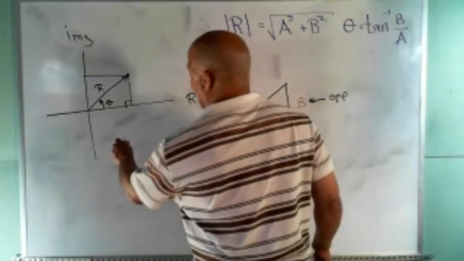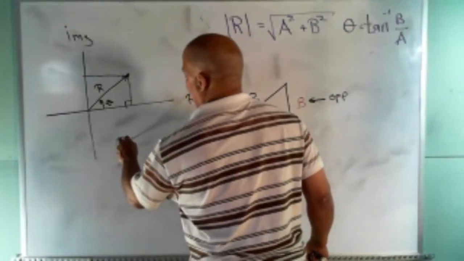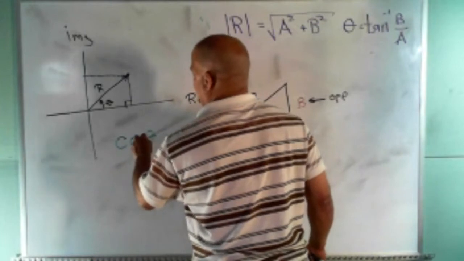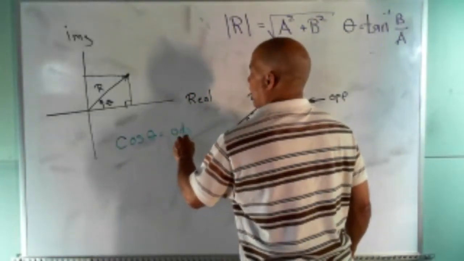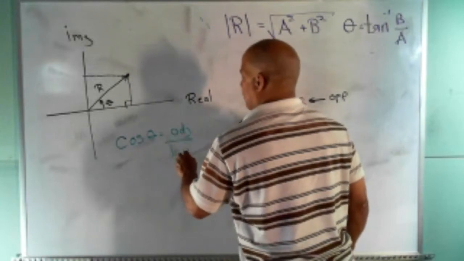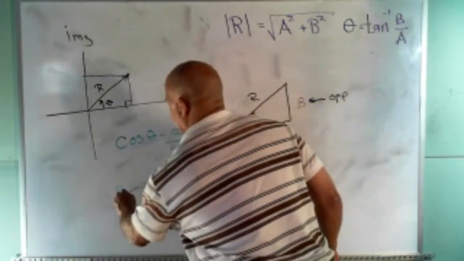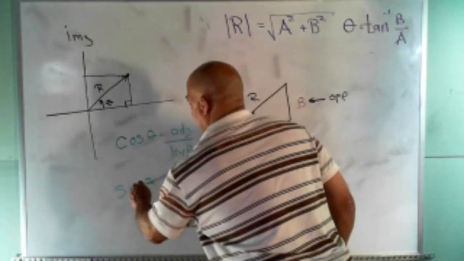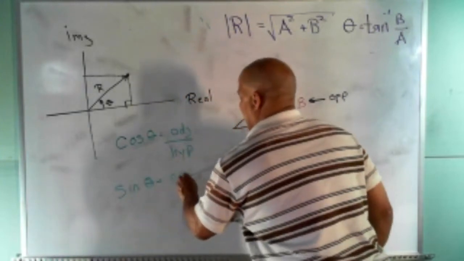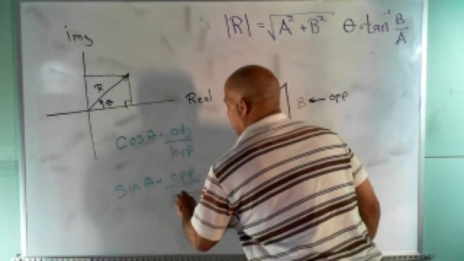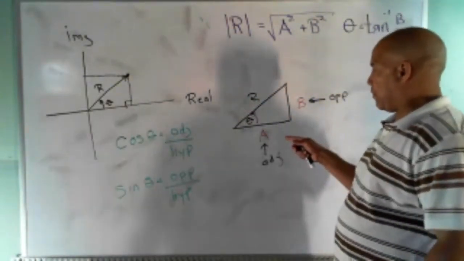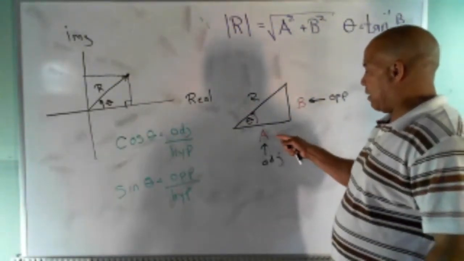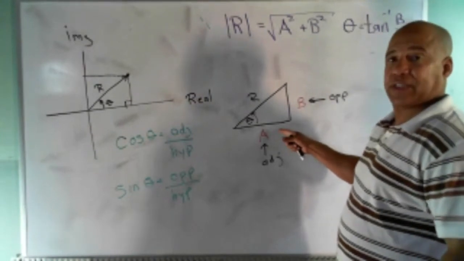So the cosine of an angle, here's what you learned in trig: the cosine of an angle is equal to the adjacent side over the hypotenuse. And the sine of an angle is equal to the opposite side over the hypotenuse. That's what they taught you in your trig class. And so if you think about it, we want to know the adjacent side. We don't know it, that's what we're looking for.